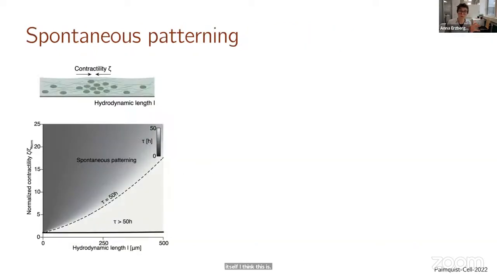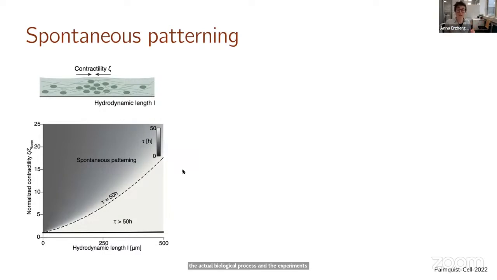And these types of active fluids can undergo spontaneous patterning. In the paper, we call it normalized contractility. This is basically the Péclet number, meaning it's the ratio between convective and diffusive timescales. When the Péclet number is larger than 1, meaning convection wins over diffusion, we get spontaneous formation of aggregates. The timescales vary quite dramatically. Here I highlight the 50-hour timescale just because above that is where it becomes close to being relevant for the actual biological process and the experiments.